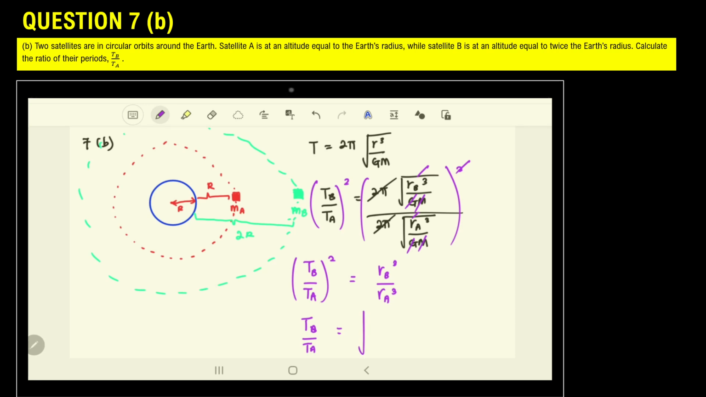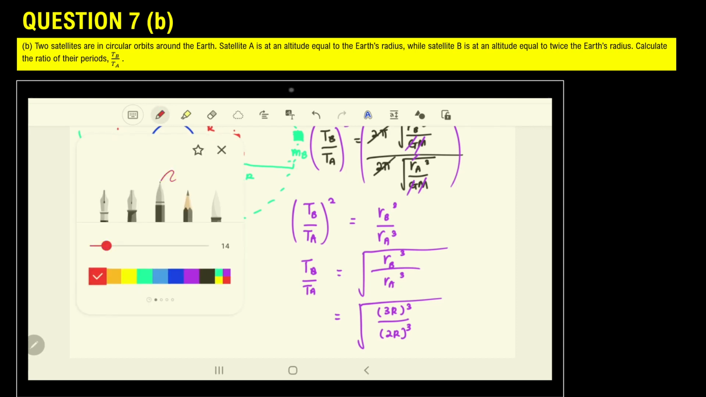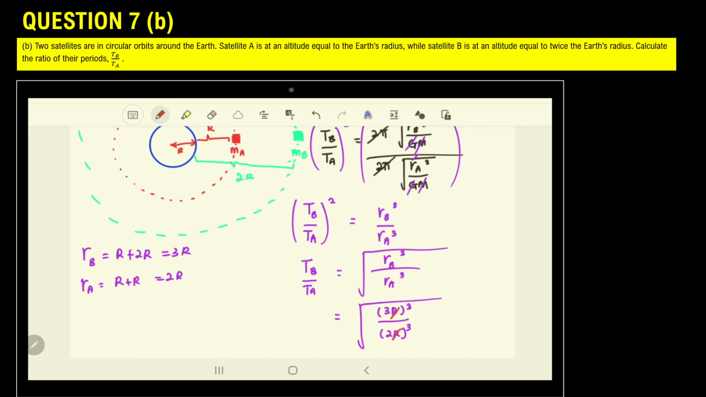So we have the square root of RB cubed over RA cubed. Now RB, from the center of the earth, is R plus 2R, which is equal to 3R, and RA is R plus R, so it is equal to 2R. Therefore, we substitute the values here: 3R cubed over 2R cubed. Actually, we can cancel the R.